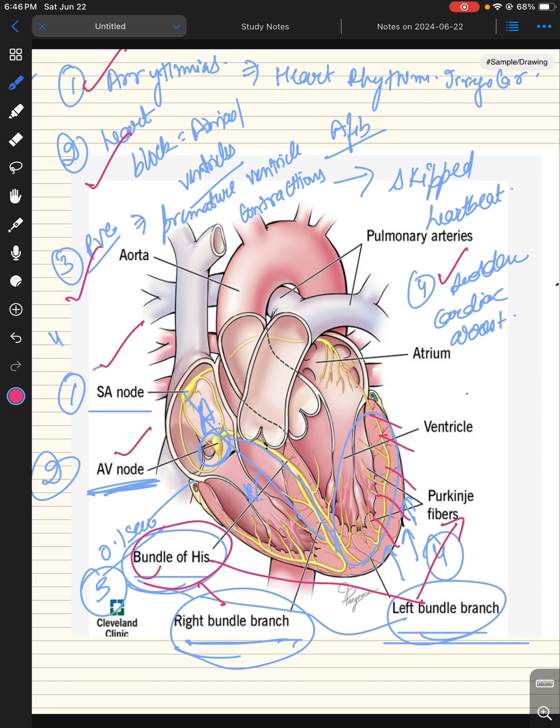So pretty much straightforward. So that was all about the video. In our next video, I'm going to discuss preload, afterload, and the coronary circulation. Okay, so stay tuned and thank you for watching.